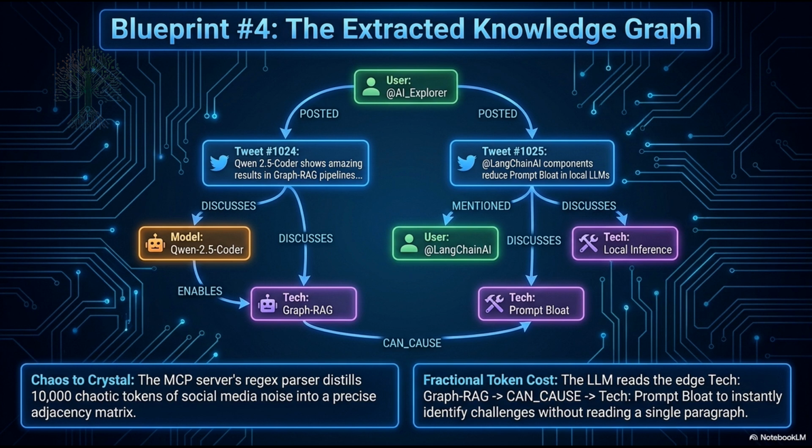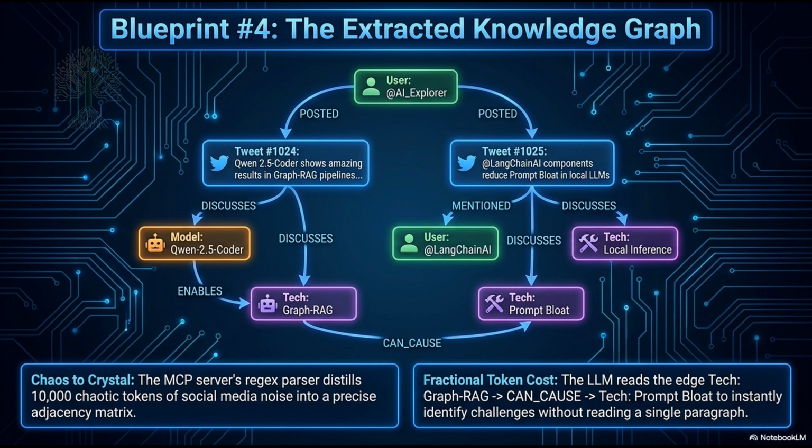I'm looking at the labels right now. Posted, discusses, mention, enables, and critically causal links like can cause. The server builds that adjacency matrix in memory, and when it's done, it still doesn't send the tweets to the LLM. It queries the new graph for the specific parameters of the user's prompt, graph RAG challenges, and returns a hyper-targeted subgraph. So let's trace how the LLM actually interprets that subgraph to generate the final answer.